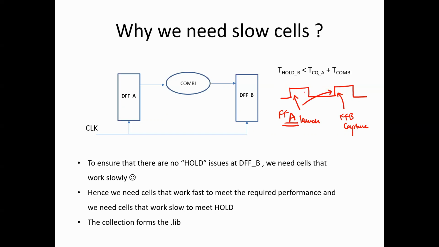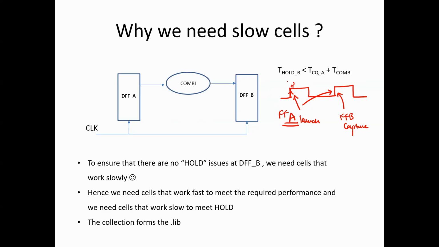B should not capture the data launched by A in the same cycle itself, because in this cycle B is supposed to capture what A launched in the previous cycle, correct? If B catches what A is launching in this cycle here itself, it will be missing what A launched in the previous cycle, correct? That we don't want. That will be a problem for us. We will be missing some data, correct? We don't want that to happen.